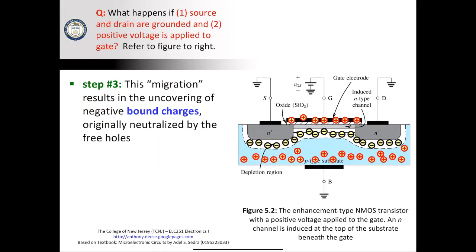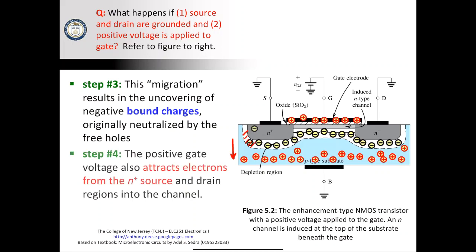Now, step 3. This migration, meaning the positive particles, the holes moving downward, results in the uncovering of negative bound charges that were originally neutralized by the holes. And so we've talked about this topic of bound charges before. You should be familiar with the characteristics of those bound charges. And so now, in the area that was originally in the white that I had shaded earlier, we have a whole bunch of these negative, uncovered bound charges.